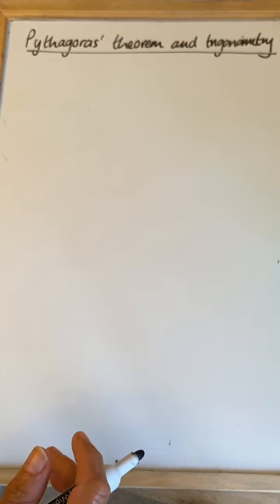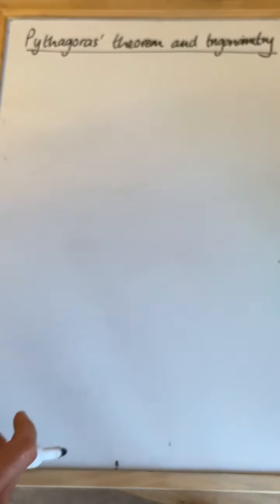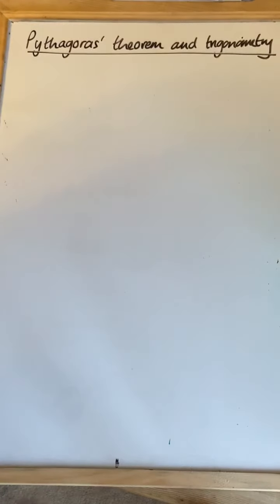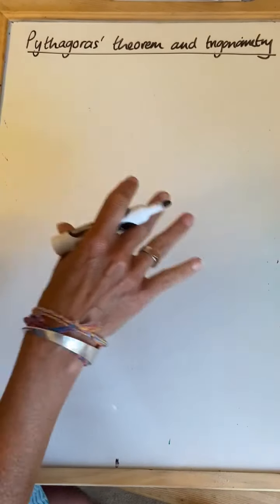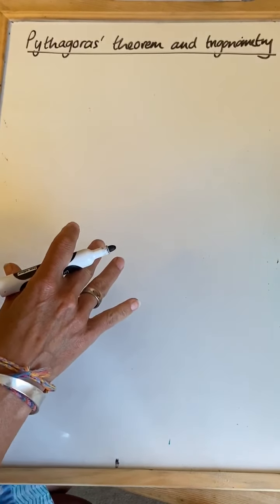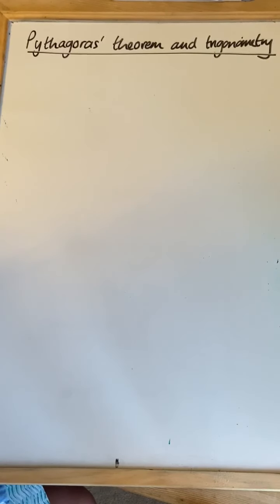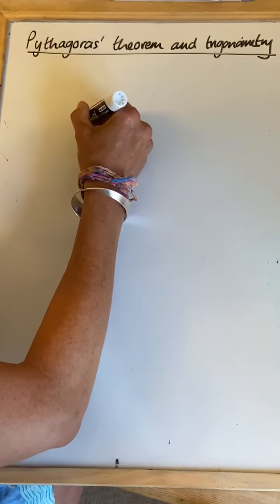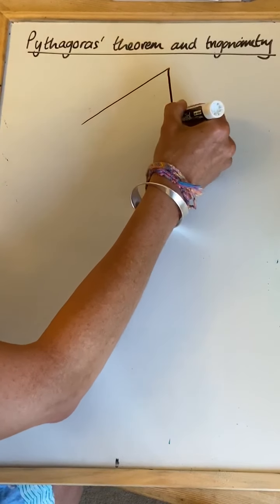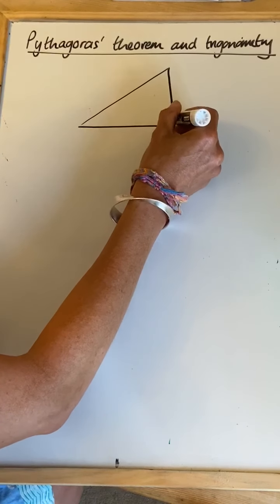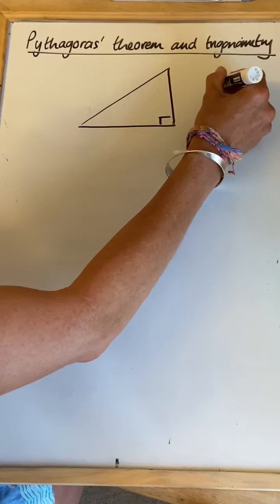This is going to be a quick revision of Pythagoras' theorem and trigonometry. This doesn't relate to a specific chapter in the textbook. It was something that we did as a little extra in Year 9. So both Pythagoras' theorem and trigonometry refer to these.